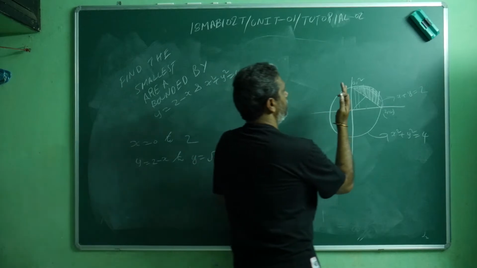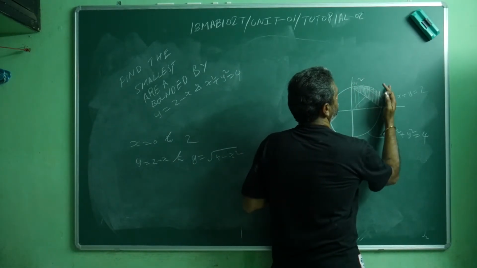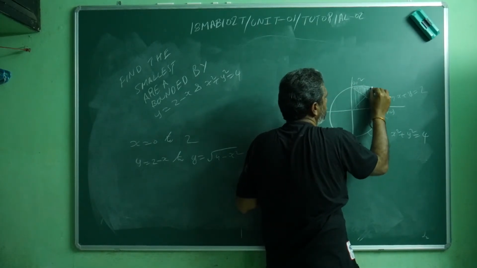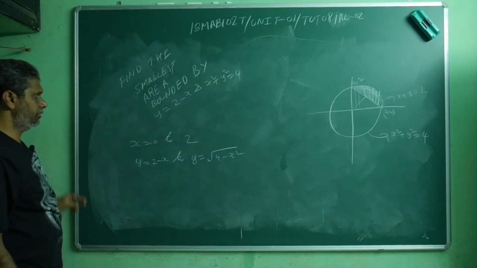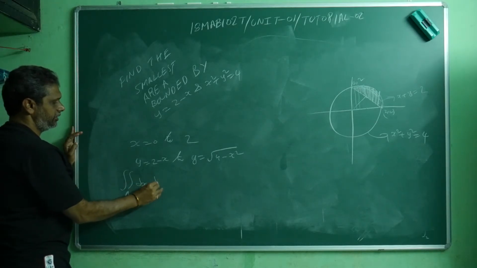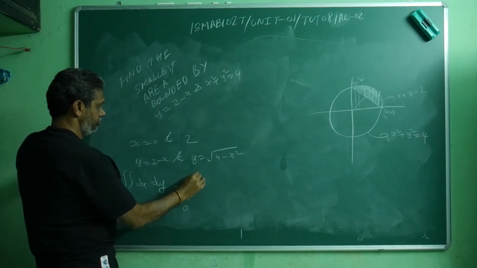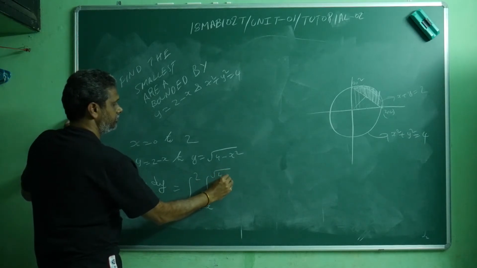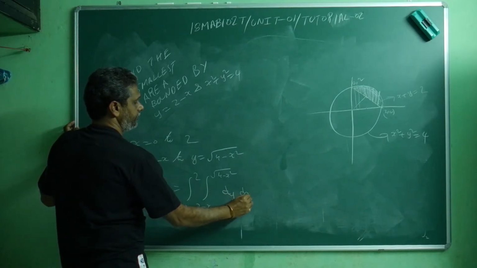When I am walking along the x axis, my x limit is 0 to 2, up to this, full. But in terms of y, it goes from line to circle. Now you are already familiar: dx dy or dy dx. So the integral is x from 0 to 2, y from 2 minus x to root of 4 minus x square, dy dx.